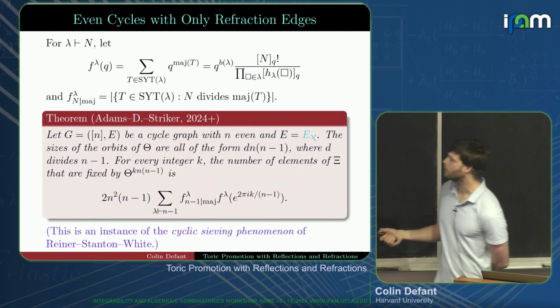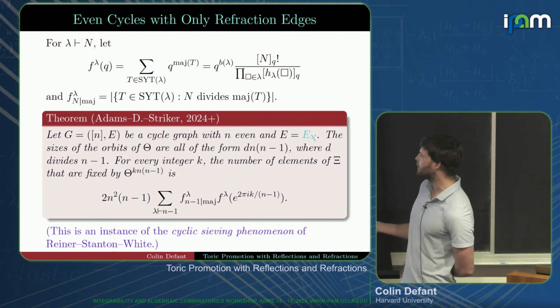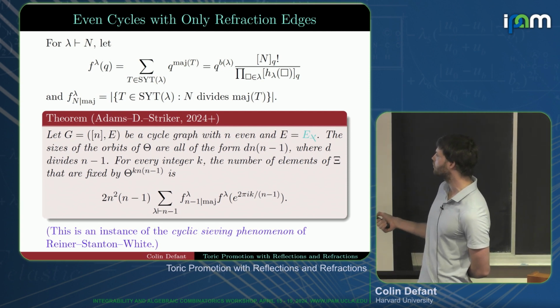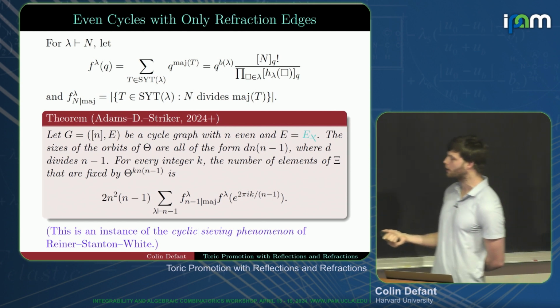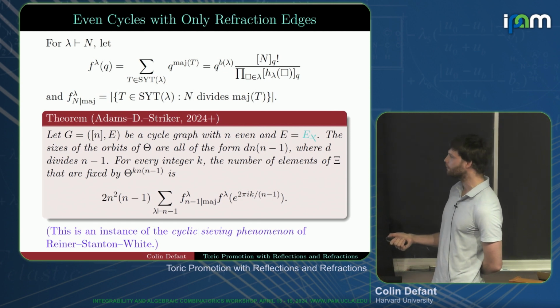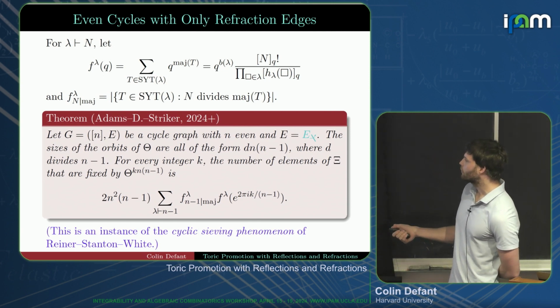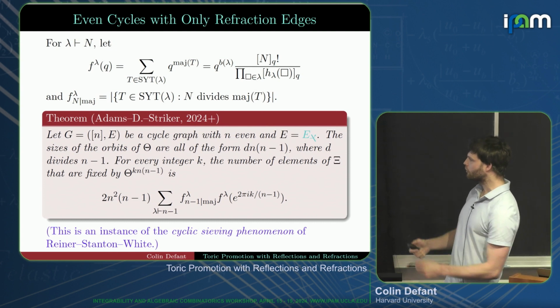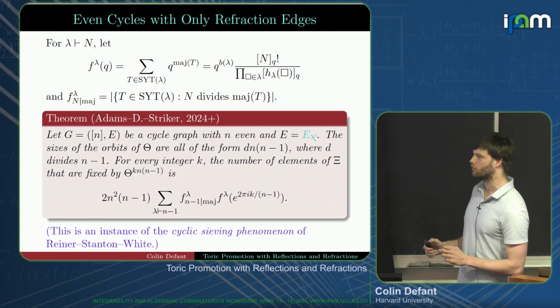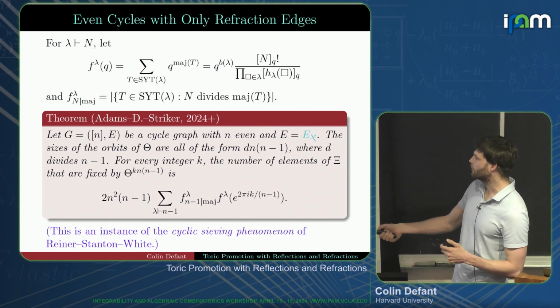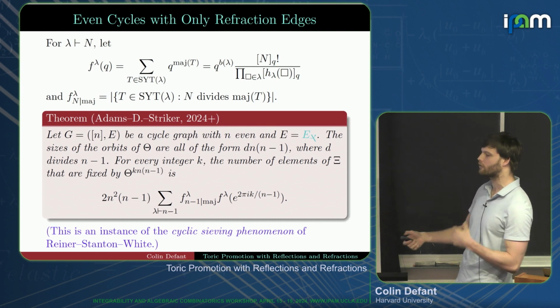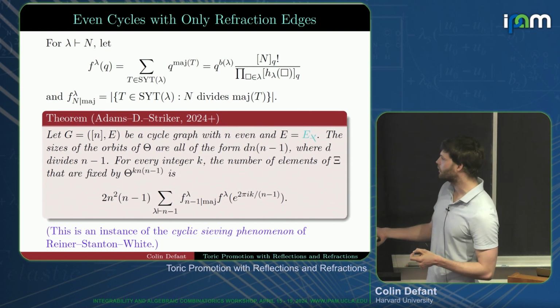And then the theorem says, let G be a cycle graph with an even number of vertices, and it has only refraction edges. In this case, the sizes of the orbits of theta are all of the form d times n minus 1, where d is a divisor of n minus 1. So this already says that the orbit structure is very constrained. But if you want to know exactly what the orbit structure is, like for each d, how many times does it show up, that's encoded by the second part of the statement, which says that for every integer k, the number of elements of psi, remember psi is our set of combinatorial objects, that are fixed by theta to the k times n minus 1 is this thing.